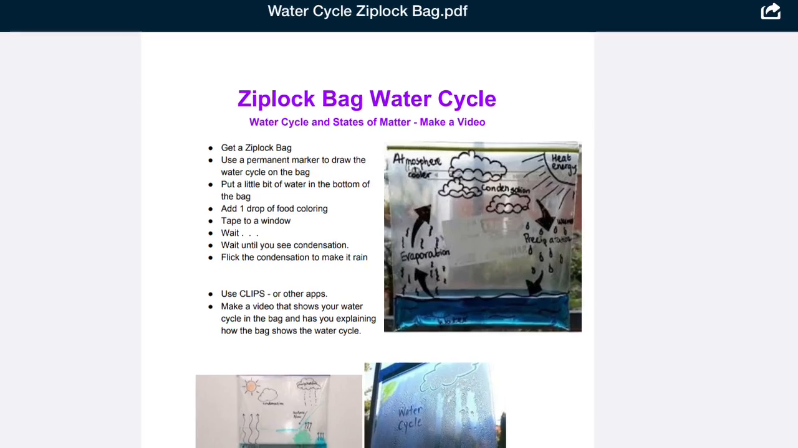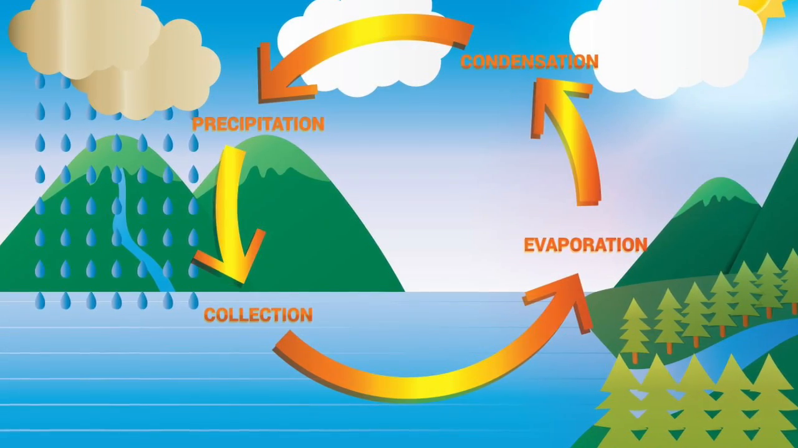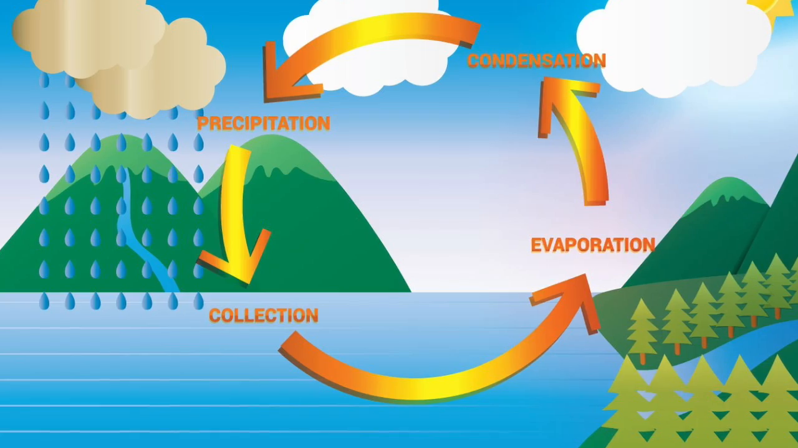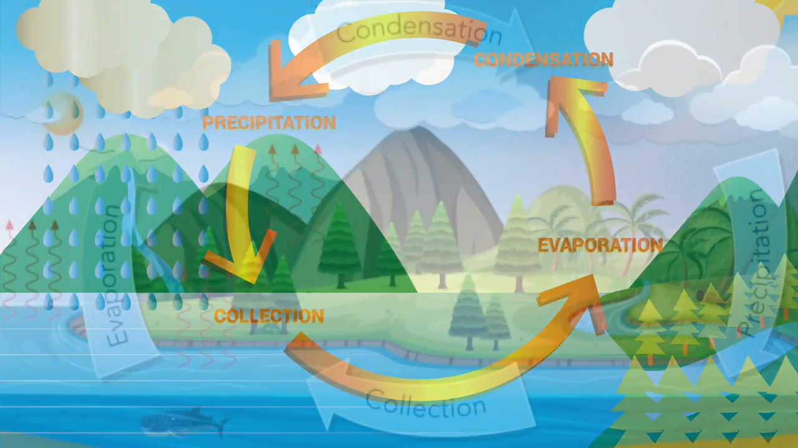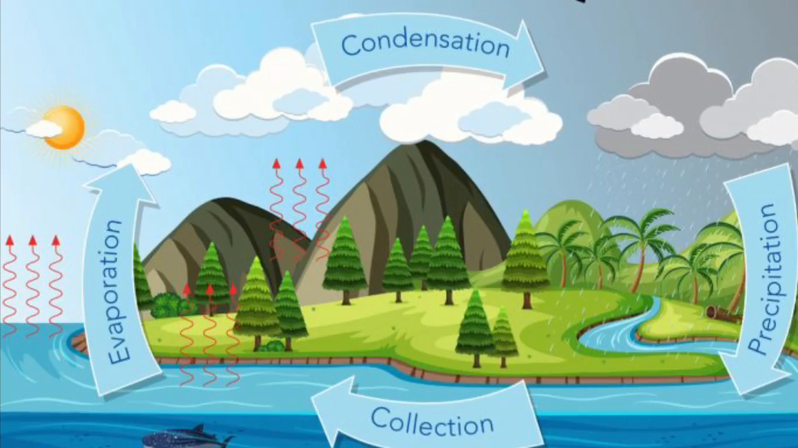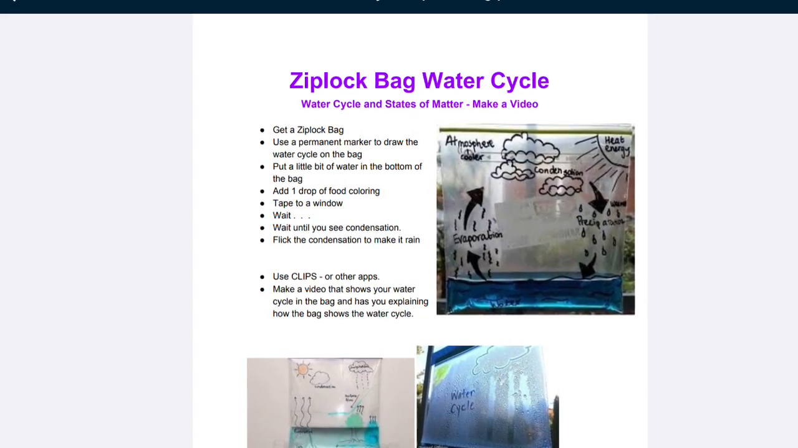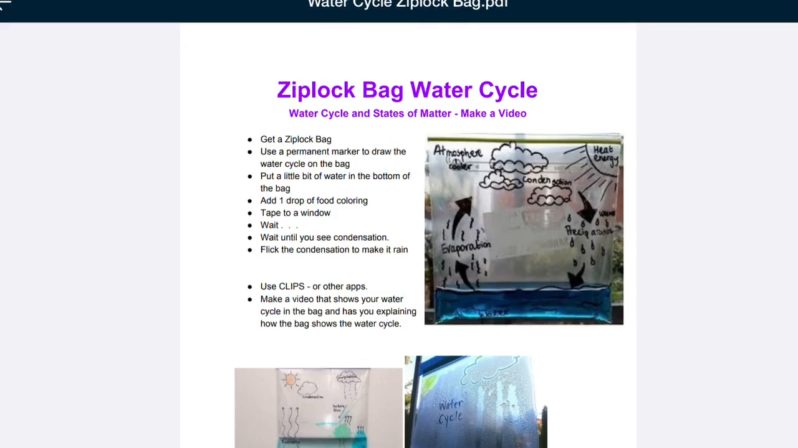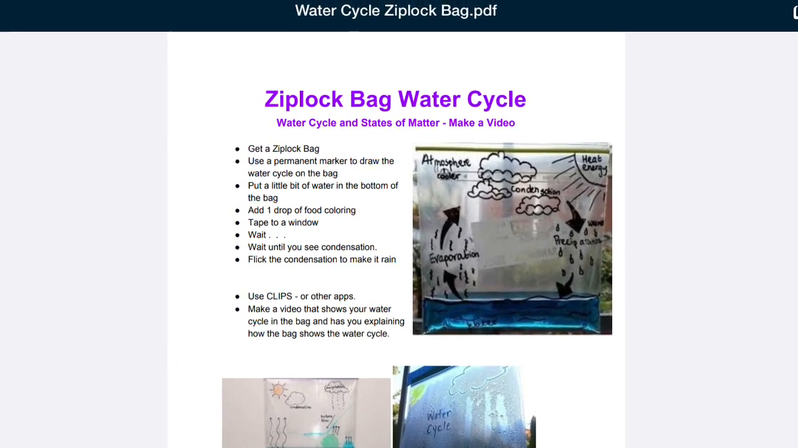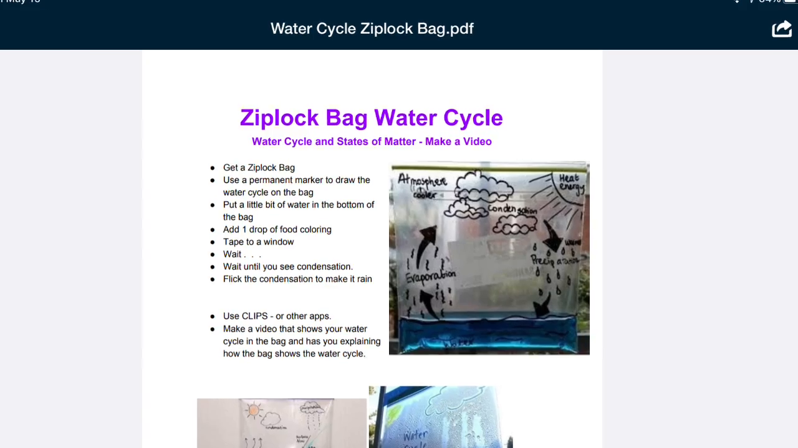So a little more about that water cycle in a Ziploc bag. This one is really fun to do. You can pick any kind of picture of the water cycle to use. There's lots of examples, and they all show the water cycle a little bit different. Once you pick the picture of the water cycle, draw it on that Ziploc bag with a permanent marker. Fill that bag up with just a little bit of water and then tape it in a window. It might take a while to form condensation.